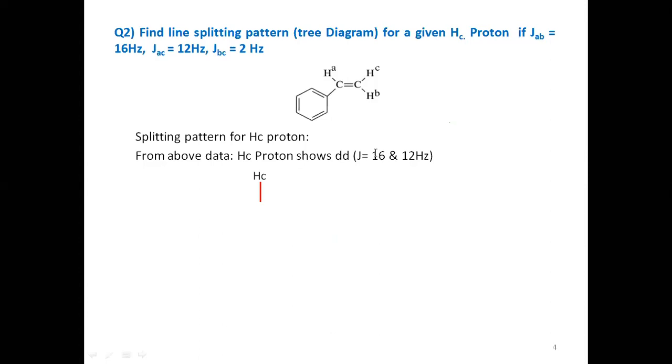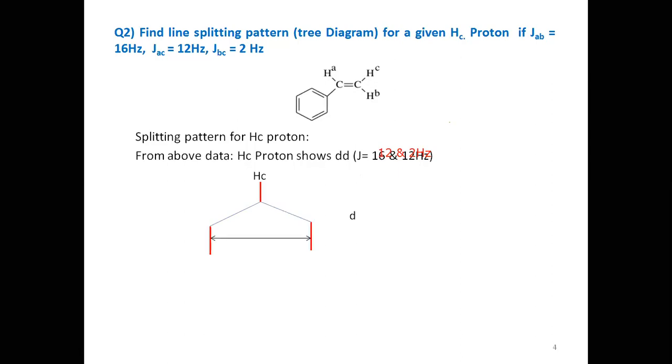So here, 12 and 2 hertz. Its tree diagram is like the previous one, correct? Only instead of 16, it is 12 hertz. So the first splitting takes place into two lines, with 12 hertz. It was shown as 16, but it is 12 hertz. That is copy pasted here. It is a 12 hertz, correct?